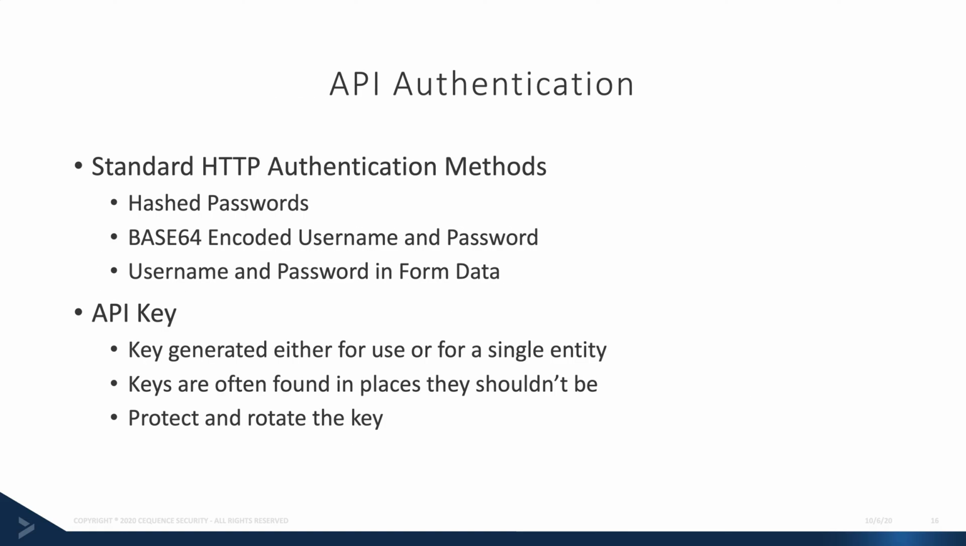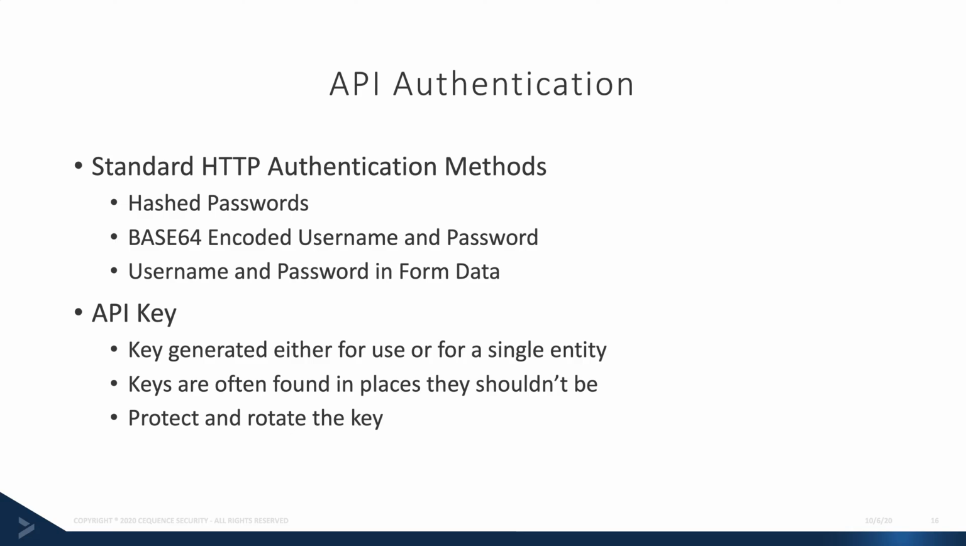So authentication is really important in APIs. Standard HTTP authentication methods apply, but we're not seeing the verbosity that we should. We're not seeing people take this to the next level. Base64 encoded username and password is how CASA was passing data around. And that's not a great idea, right?